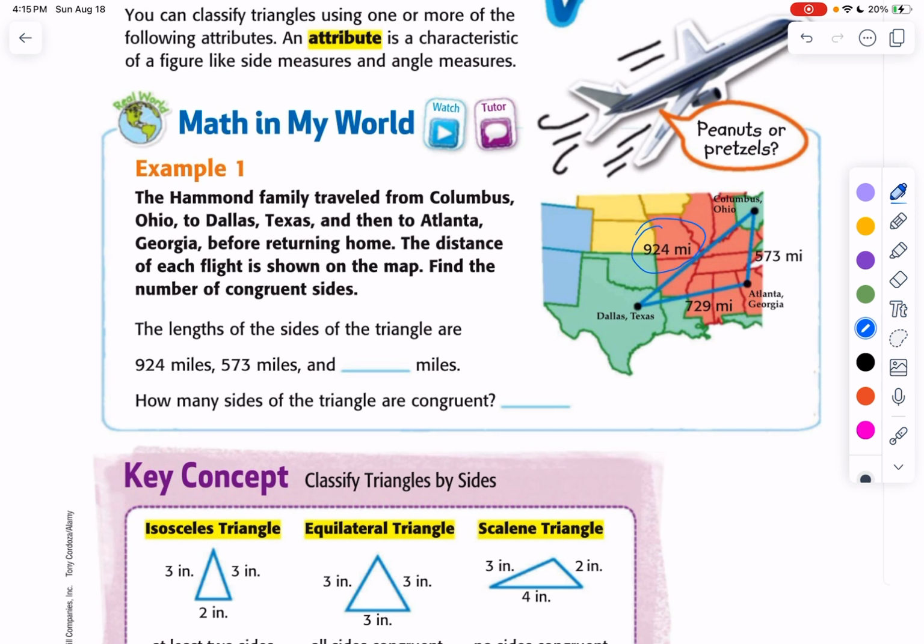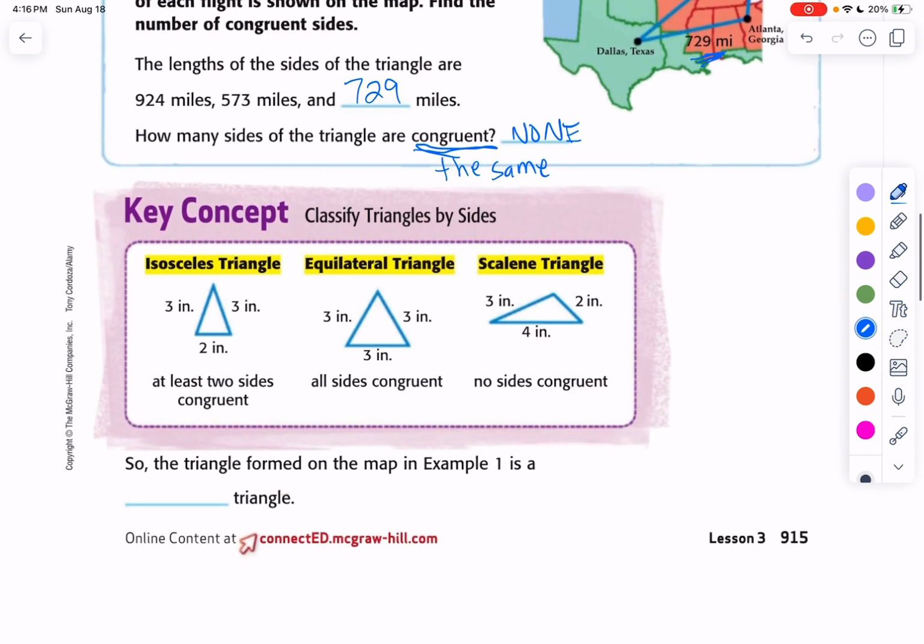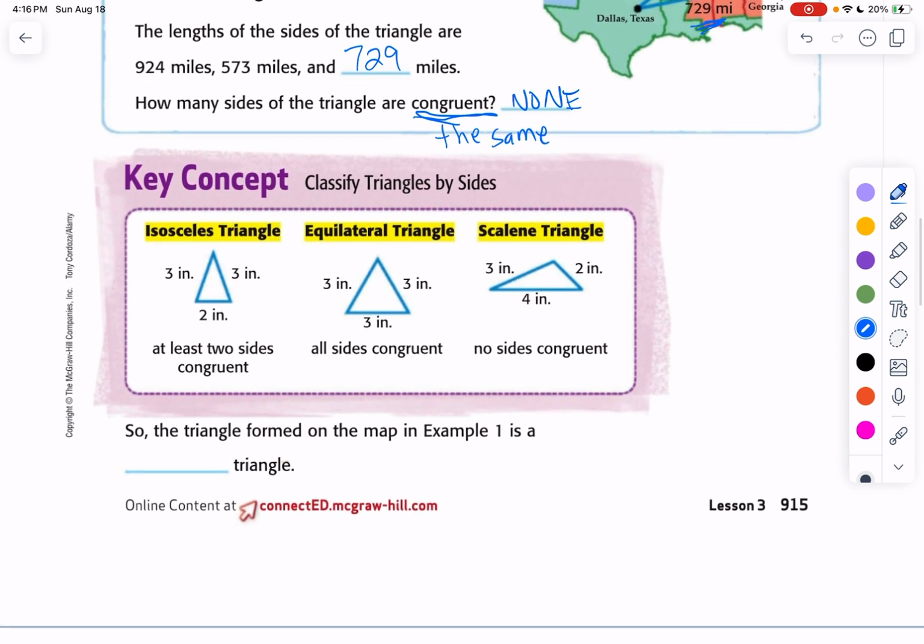All right? So the question here that I have is, what are the three distances that the airplane flew? Well, it flew 924 miles, it flew 573 miles, and it flew 729 miles. And knowing those distances, how many of these sides of this triangle the air flights made are congruent? Well, if we think back and remember what the word congruent means, the same, we will need to conclude that none of these flight paths are congruent. All right? And using that information, we're going to think about our first way that we can classify triangles, and that is by their sides.